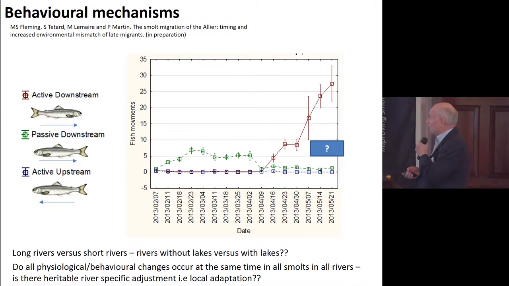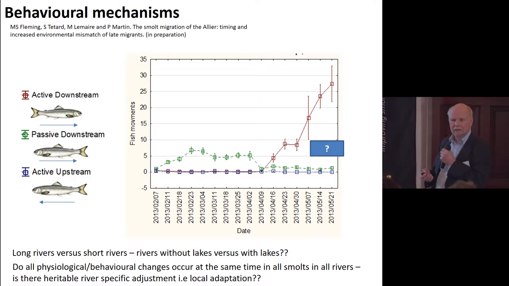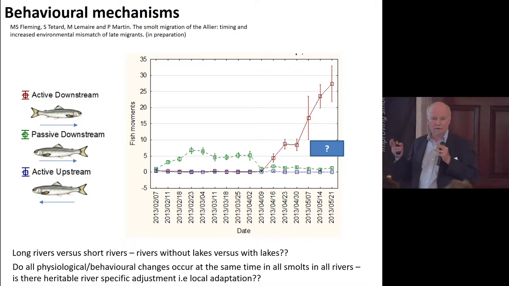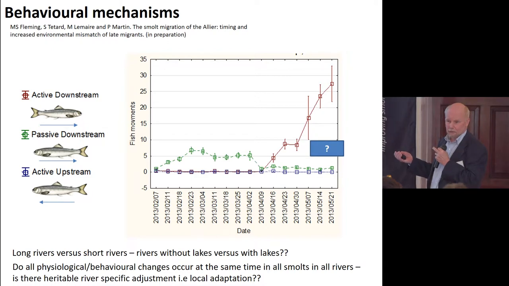Now, if you actually look at the Allier, you've got three types of behavior. You've got active downstream, passive downstream, and you've got even some active upstream behavior going on in these smolts. You've also got something that spans about 4 months. Now, your physiological smolt window, when you can adapt to seawater, lasts, and Andy can correct me if I'm wrong, somewhere in the matter of a few weeks. If you decide to become adapted to seawater at this point, by the time your window's closed, you haven't got anywhere near the sea. You're screwed.